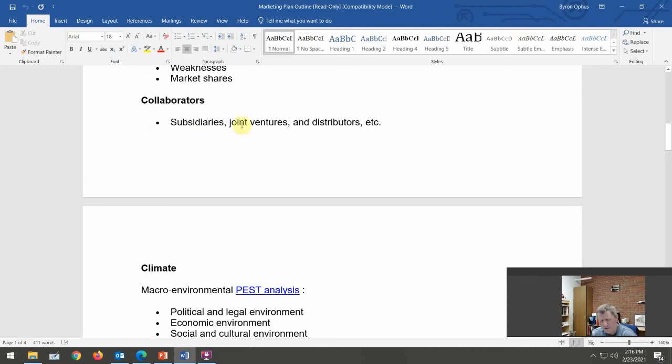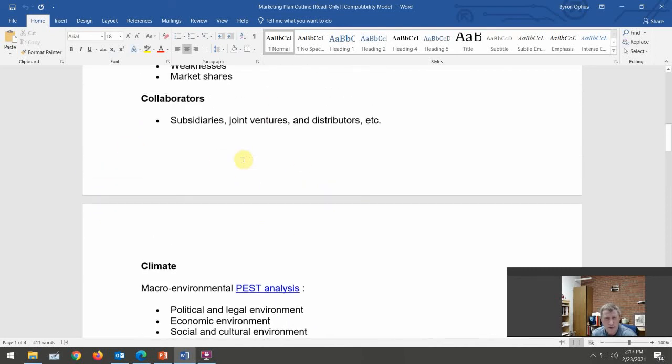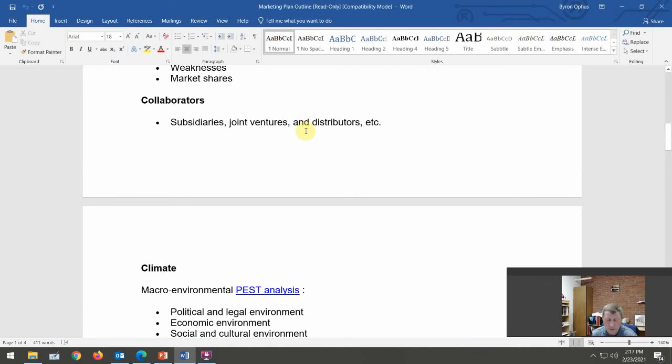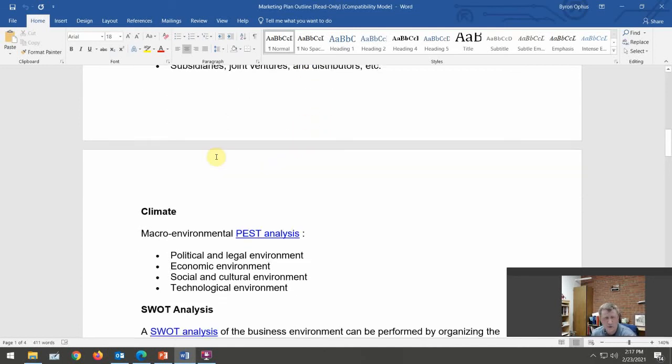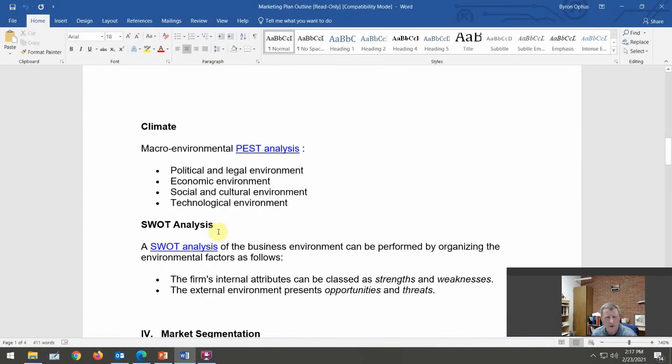Collaborators, who's going to collaborate with you, right? Do you have suppliers? Okay, distributors, people that are going to distribute your product, retailers maybe, those types of things. Will you have subsidiaries or joint ventures? I don't think there's any of you that are probably doing that, but you're going to have people that work with you, and so it's important to talk about those people or businesses who will be collaborators on your business, because there could be some real important ones. If you're getting raw material, who's that coming from, right?